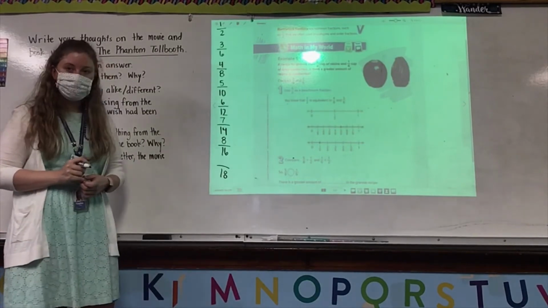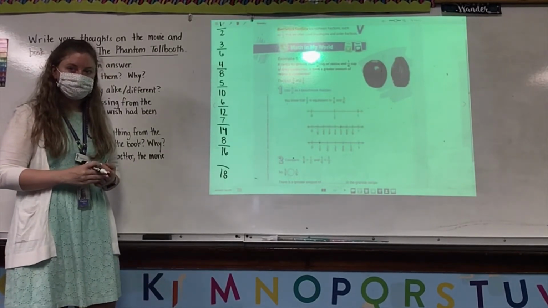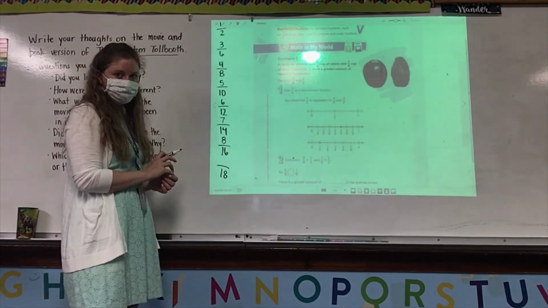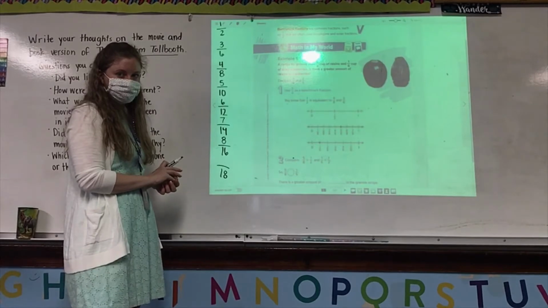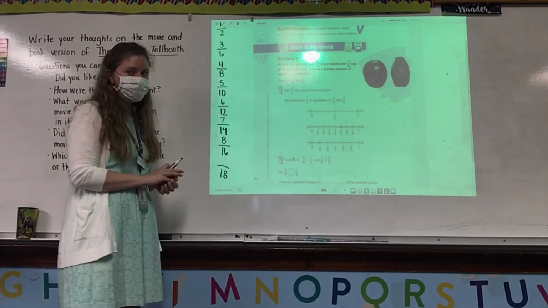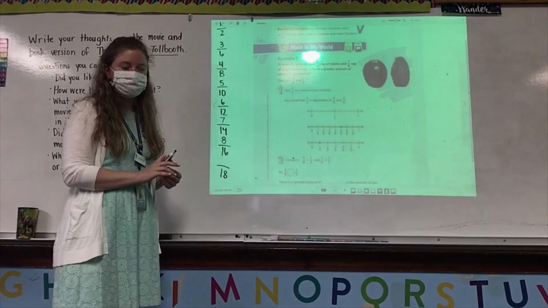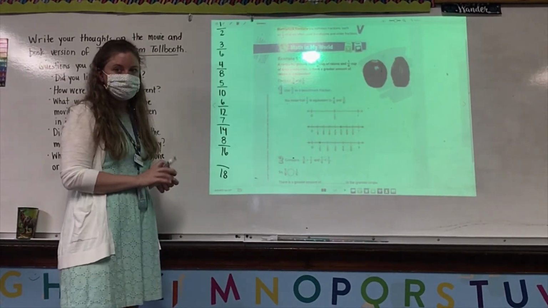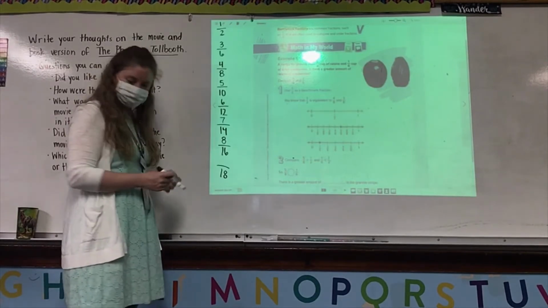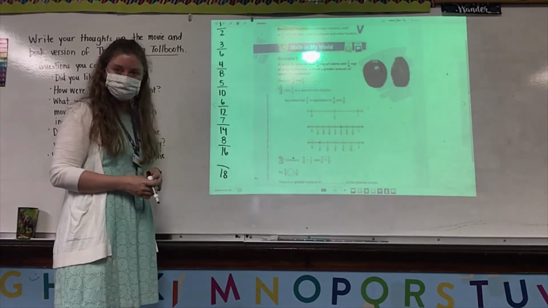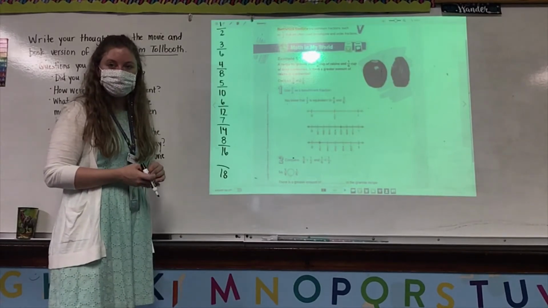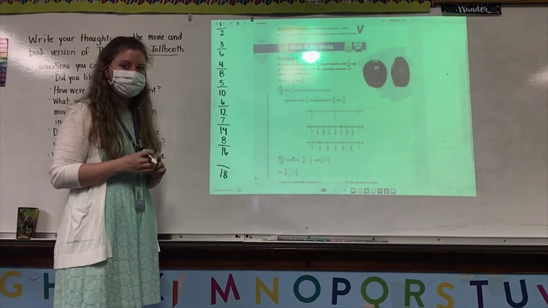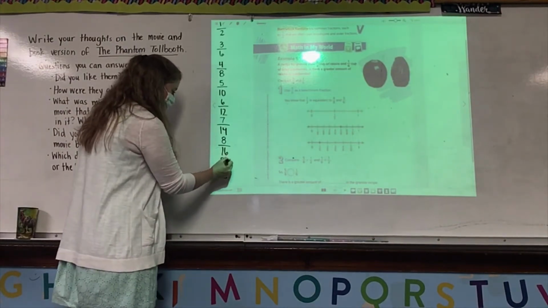Zari? 18 divided by 2. Okay. Ten. 20 divided by 2 is 10. No, 19. 18 plus 1 is 19. 9. 9 what? That's not a fraction, that's a whole number. 9/18. 9/18.